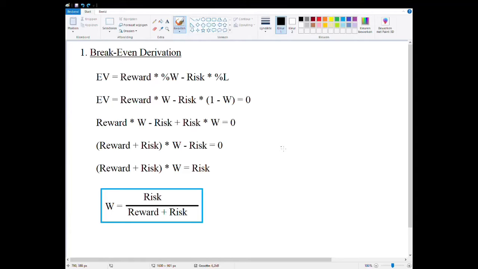Alright, so we're going to start off with a real quick break-even derivation, i.e. the derivation of the break-even formula. And so it all starts with the definition of expected value, or EV, over here, which is just the stuff that you win, your reward, times the amount of times that you win it, or the percentage you win, minus the risk that you lose, times the amount of times that you lose.